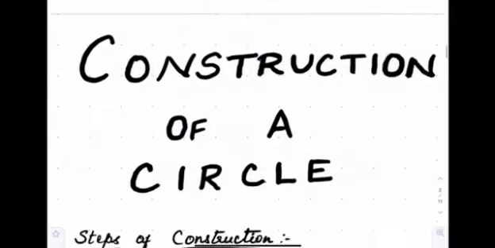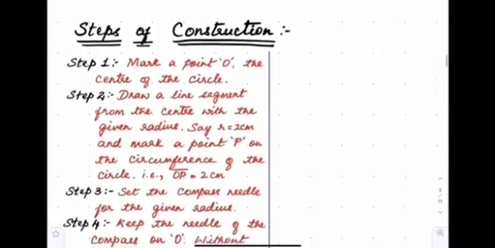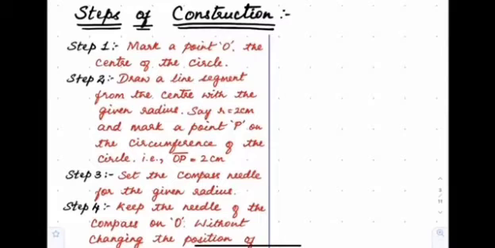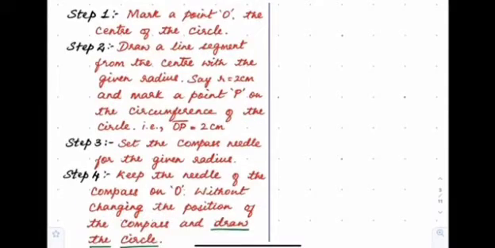So for this, we would have to learn the steps that go into the construction of a circle. To start the construction, we will follow a few steps, and the first step is to mark a point O as the center of the circle. So we'll have to mark a point. Let me mark it here. We'll name it O.